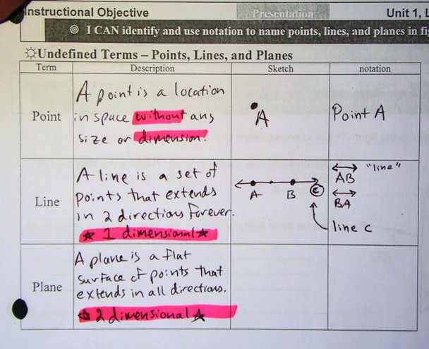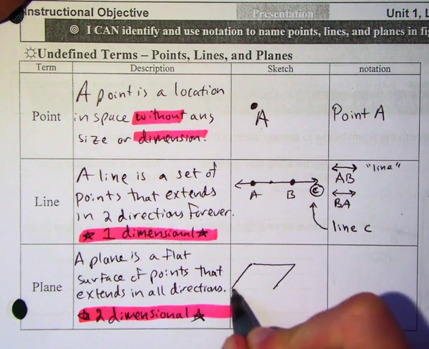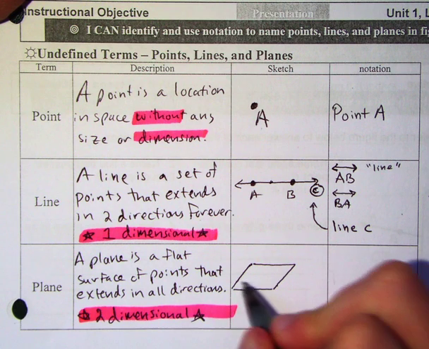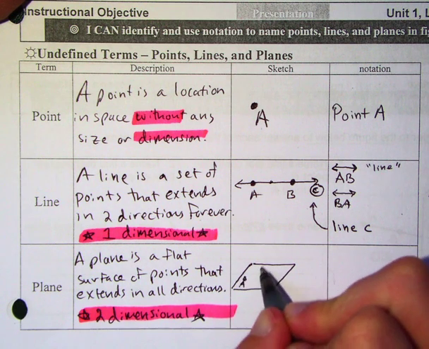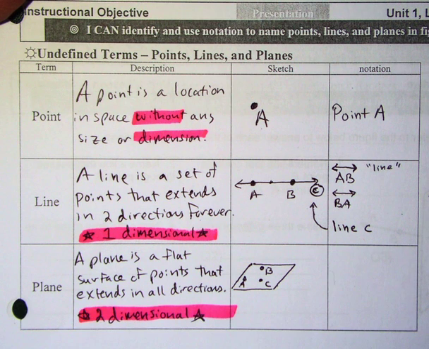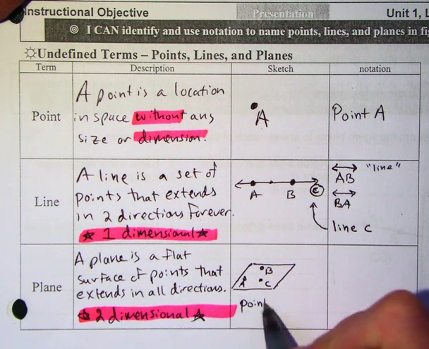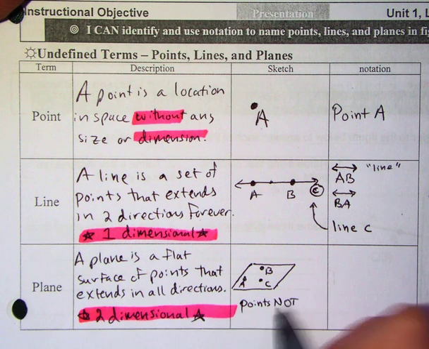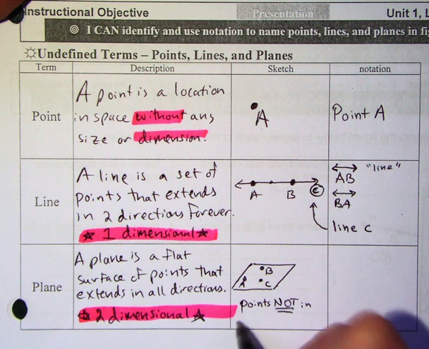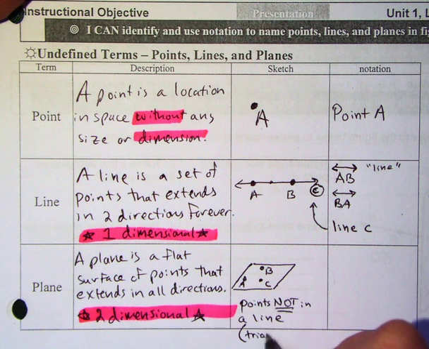Now I might go ahead and make a plane, kind of make like a little parallelogram here, like an angled look at your desk. A desk is a flat surface. And notice that the 3 points I'm putting down here to represent the plane only do not make a line. Instead, they make a triangle. Okay, and that's really, really important. Points are not in a line. They make instead a triangle.